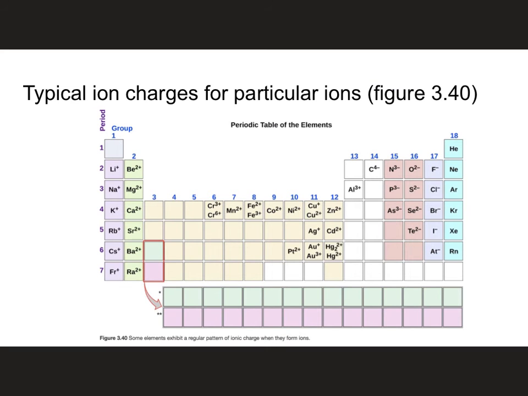This is a table that is found in your book. It is figure 3.40. This is definitely one for you to photocopy or print and put in your reference folder. This table shows us the typical ion charges for various elements based on where they're located on the periodic table. So if you look at this column here, all of these in group 1 are metals that are good losers. They all have only 1 electron in their outer shell.